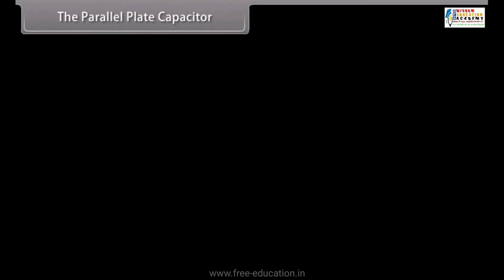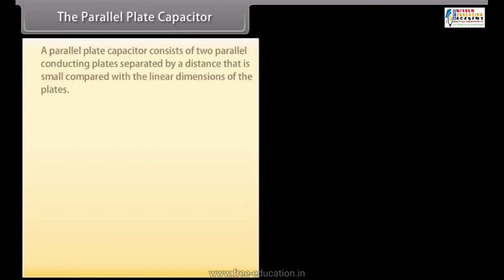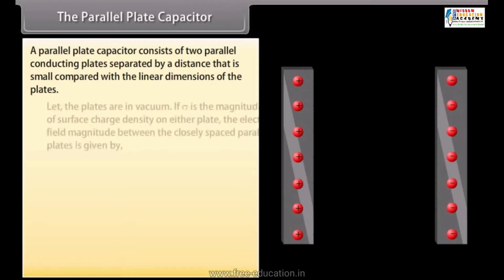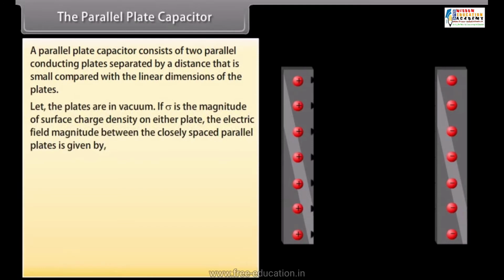The parallel plate capacitor. A parallel plate capacitor consists of two parallel conducting plates separated by a distance that is small compared with the linear dimensions of the plates. Let the plates be in vacuum.